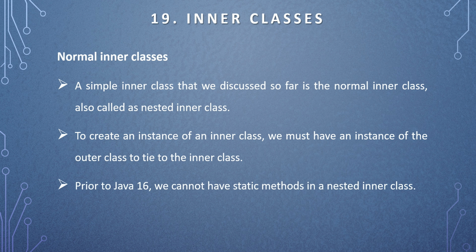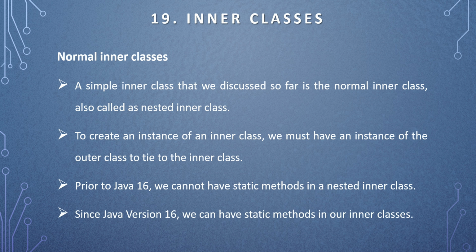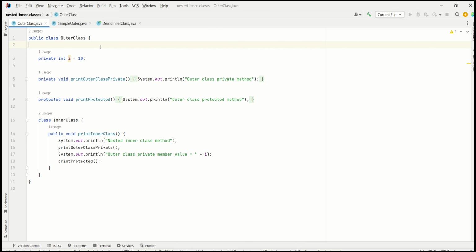Prior to Java 16, we cannot have static methods in a nested inner class because an inner class is implicitly associated with an object of its outer class, so it cannot define any static method for itself. But since Java version 16, we can have static methods in our inner class also. Let's look at some examples to understand in detail.